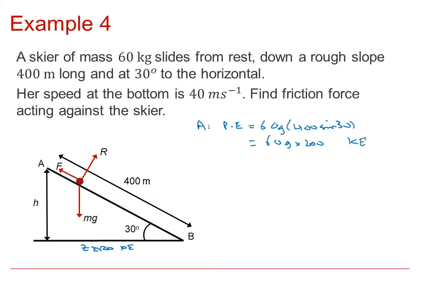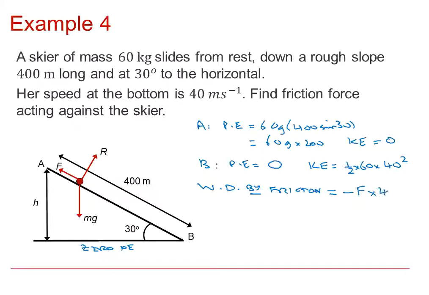The kinetic energy at A is 0 because the skier wasn't moving. If we look at B, the potential energy is 0 because that's my zero potential energy level, and the kinetic energy at B is a half times the mass times the speed squared, so that's 40 squared. And then the important bit, the work done by friction. We know that friction will do negative work, so the work done by friction is negative F times 400.